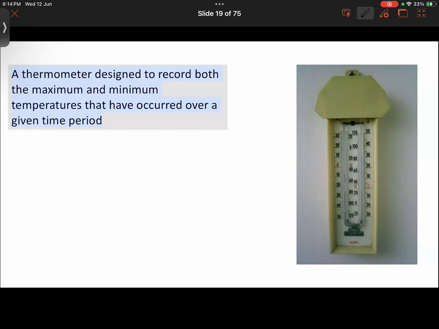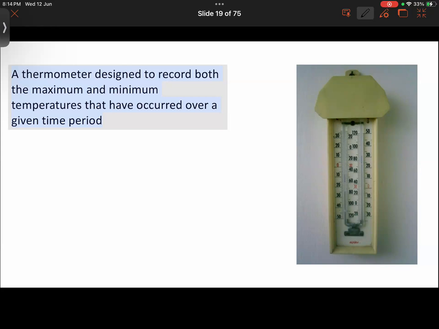Sir, but will it show when it rains? Complete your question again, please. Will this thermometer work when it rains? When it rains, yeah. At that time also it will work.